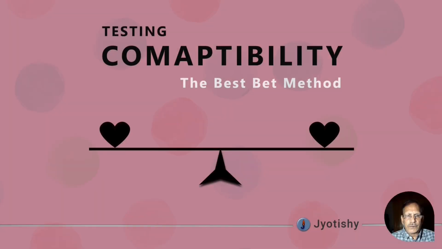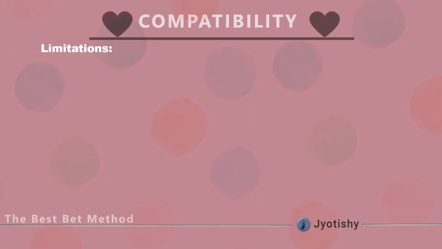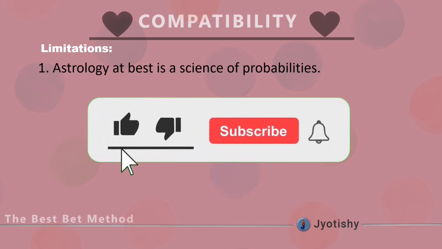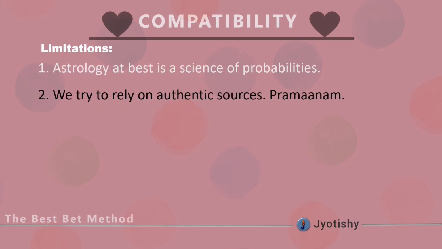Of course, I am not the one to say astrology can do everything. There are some limitations to be kept in mind. Astrology at best is a science of probabilities, but not everybody can gather a lot of data and all that. So we try to rely on authentic sources. So we refer to great munis and rishis and all that.